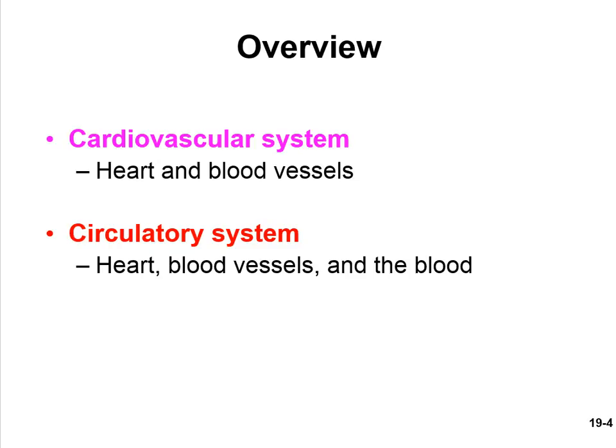Again, we learned last chapter the cardiovascular system describes the heart and the blood vessels, whereas the circulatory system also includes the blood, which was the topic of last chapter. In this chapter, we'll look specifically at the heart, and in our final chapter on the circulatory system next, we'll do the blood vessels.